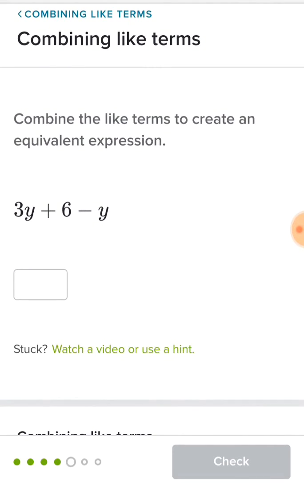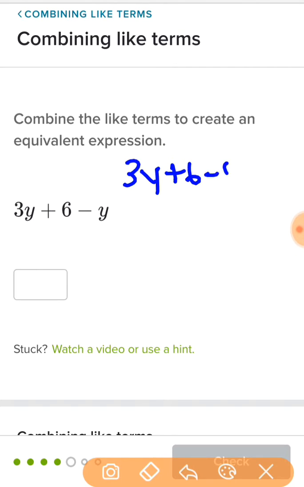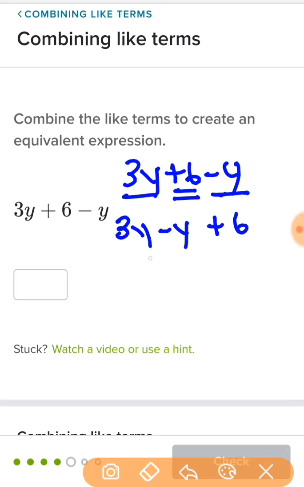My next problem, 3y plus 6 minus y. I'll write my original problem. My like terms will be the y's. My constant term will be separate, so I'll rewrite it as 3y minus y plus 6 to put all my like terms together. 3y minus y is going to be 2y's. Bring down the plus 6. They aren't like terms. 2y and 6 can't be combined because they don't have the same last name. So my final result will be 2y plus 6.